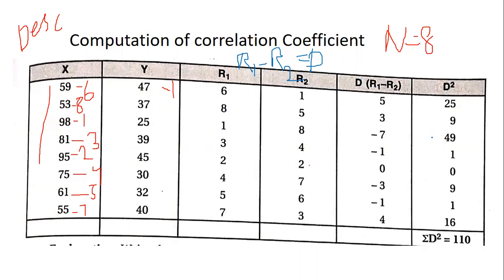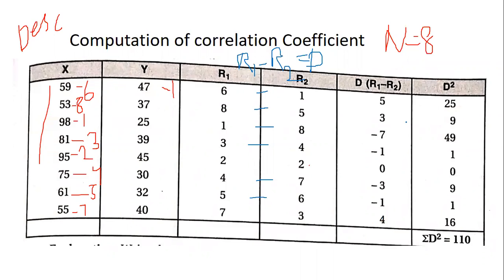You'll get certain minus values and few plus values also. So be careful with that. Retain the minus values as it is. Do not change anything. So 6 minus 1 is 5, 8 minus 5 is 3, 1 minus 8 is minus 7, 3 minus 4 is minus 1, and then 4 minus 7 is minus 3, 5 minus 6 is minus 1. And here 2 minus 2 is 0, 7 minus 3 is 4.